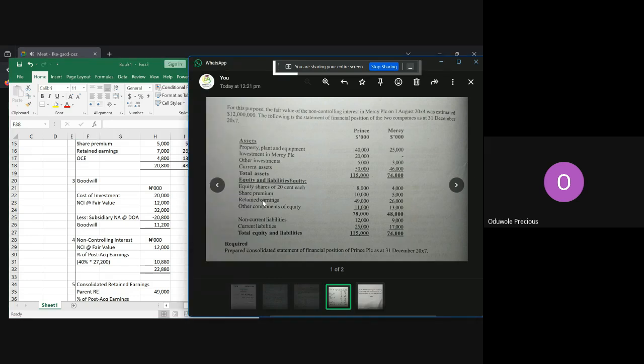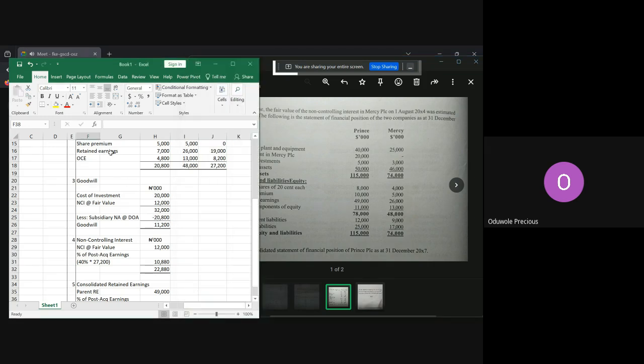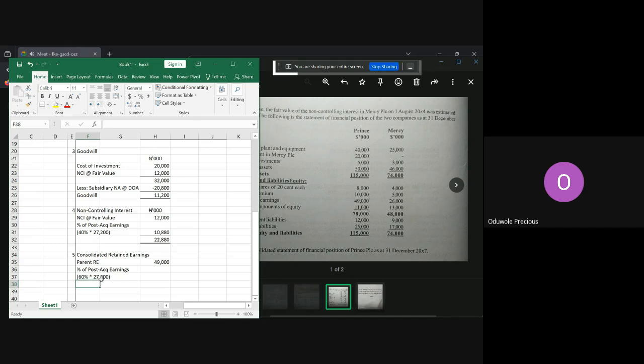Now, because retained earnings is outside share capital and share premium, the same thing as other component of equity. Other component of equity can be valuation, your reserve, etc. Now, I can choose to divide it. I can choose to do consolidated retained earnings separately, consolidated OCE separately. But if I want to do it separately, I will not use this 27,200. Instead, let me come here. I'll change this to 19,000.